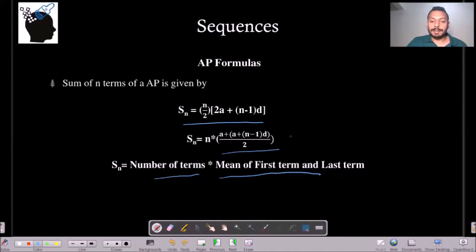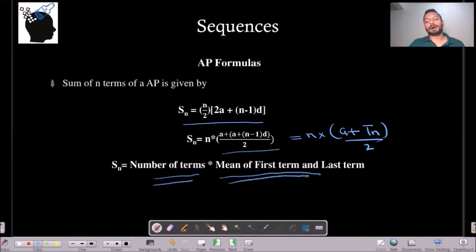Why is it first term and last term? Because this can be simplified as n multiplied by a plus, now a plus n minus 1 times d was nothing but the last term, and divided by 2. So this becomes the number of terms, which is n, multiplied by the mean of first term and last term, which is the mean of a, the first term, and the last term, which is tn. So remember this formula to find the sum of n terms of an arithmetic progression. Now let's look at the formula to find the number of terms in an arithmetic series.